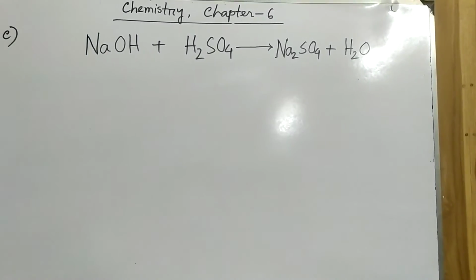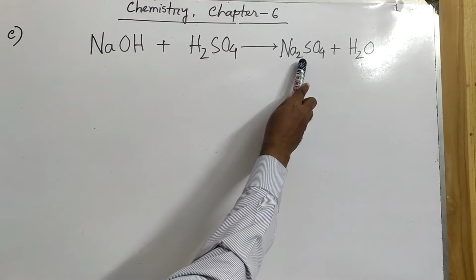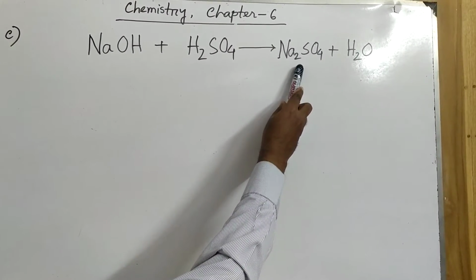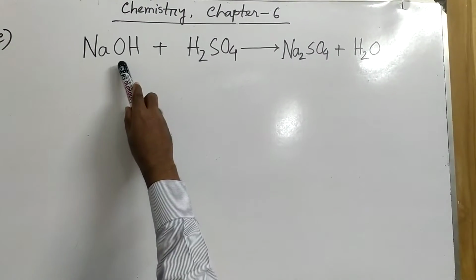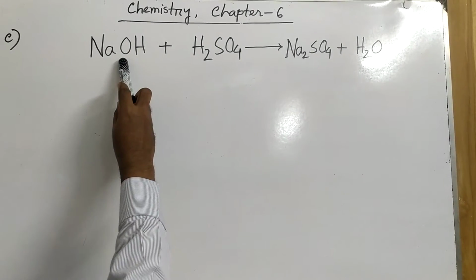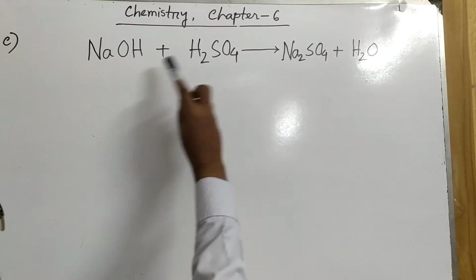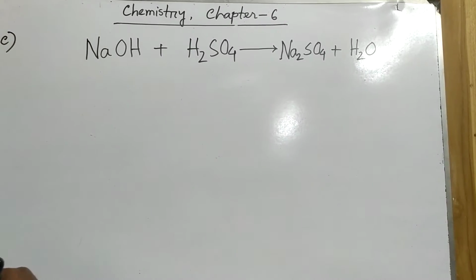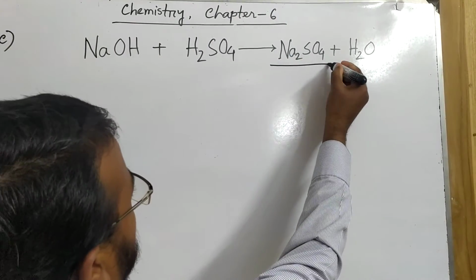So in the question it is told we have to find out the % composition of the salt that is produced after mixing the solution. So I mixed the solution sodium hydroxide and sulfuric acid. Now it is sodium sulfate and water. So we have to find out the % composition of this one.